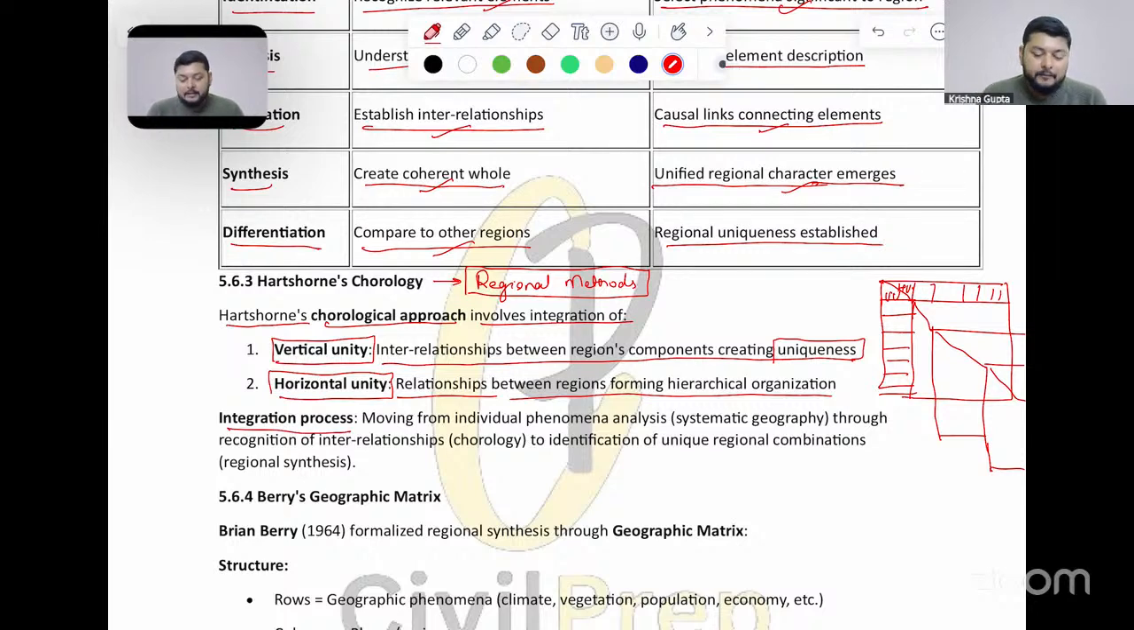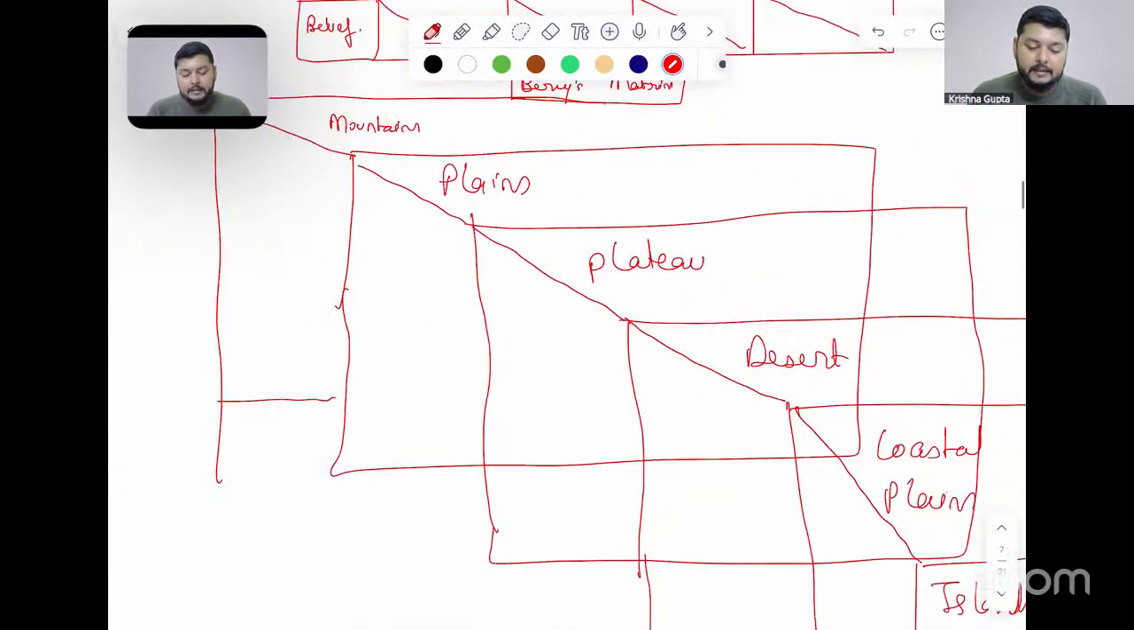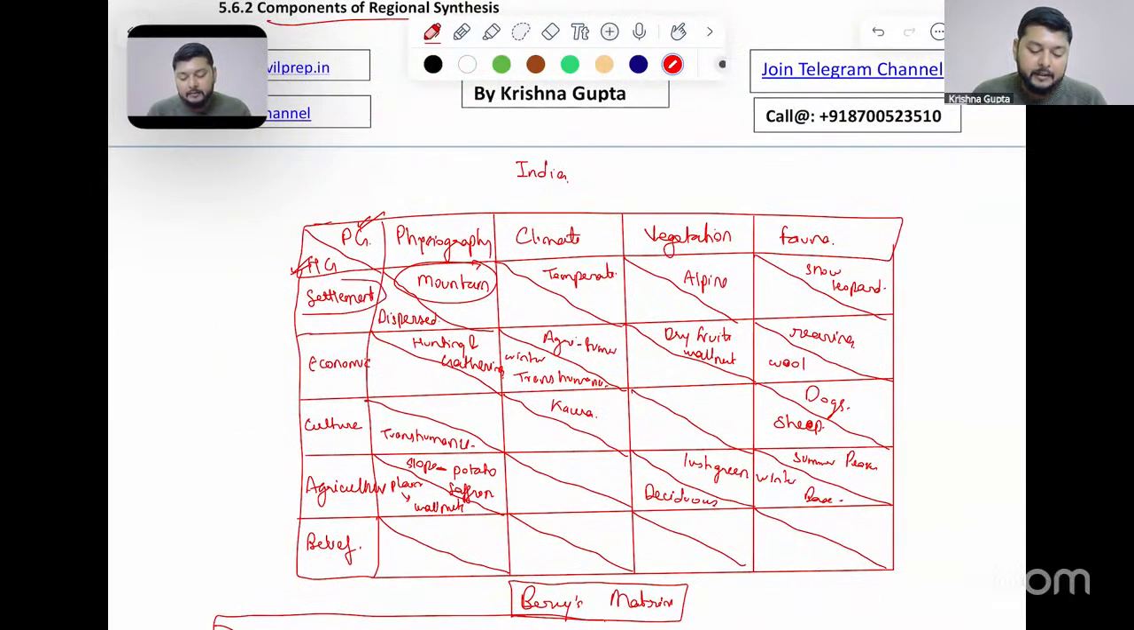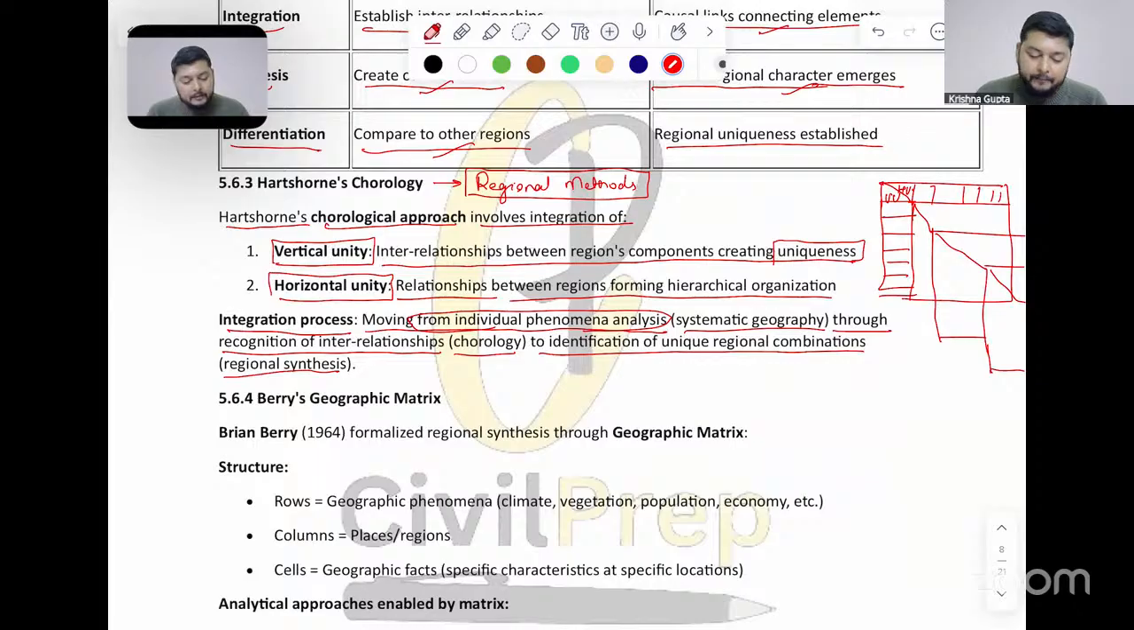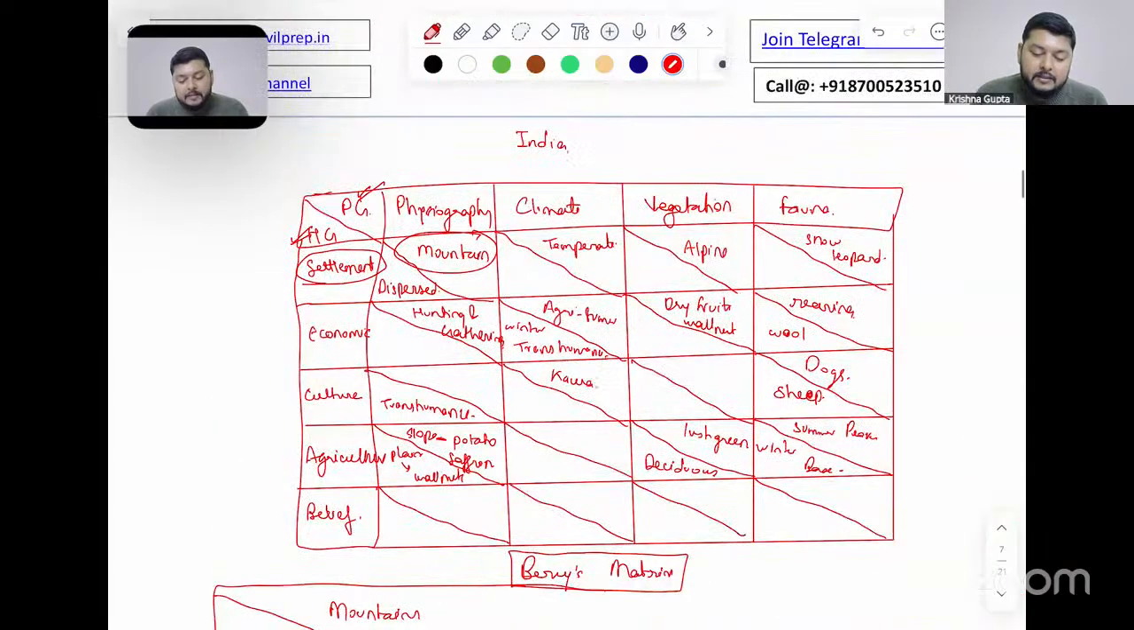Integration process, how is it done? Moving from individual phenomena analysis, that is systematic geography, through recognition of interrelationship, that is chorology, to identification of unique regional combinations, that is regional synthesis. So here we can see that we move from an individual phenomenon, like the settlement, and have moved above the individual phenomena, and now we are moving towards the interrelationship, that is the chorology. What is chorology? Under this we have the vertical unity and the horizontal unity, and both are established here. Now we have formed this chorology.